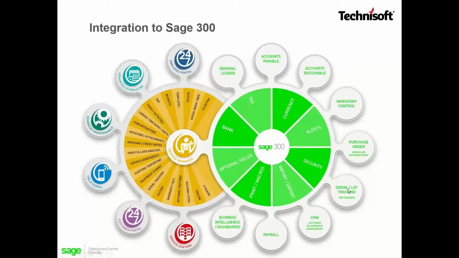There is serialized lot tracking support as well, and there's integration to CRM. And then on our side of the coin, we have service centers. So that's where you have multiple geographic sites, but they can be divisions as well. So it could be a service division and an installation division, for example, or it could be a geographic site, Melbourne, Sydney, Brisbane, that sort of thing.